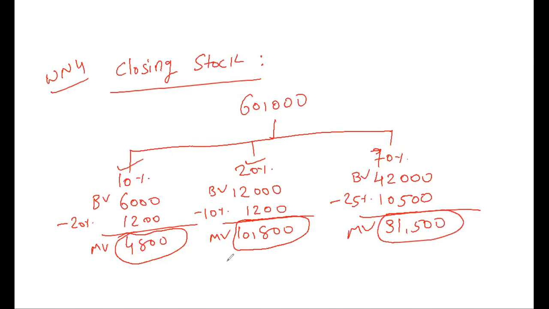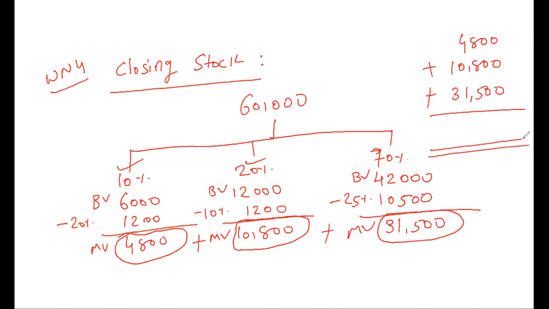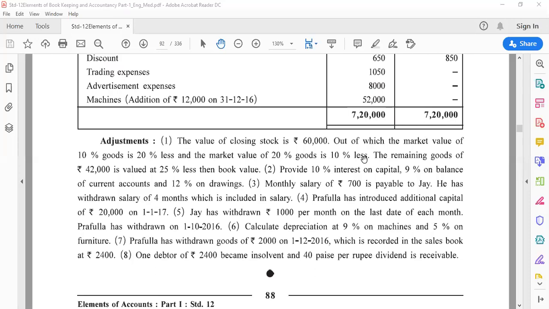So the value of closing stock is found by adding this amount. Please add this amount, 4,800 plus 10,800 plus 31,500. Total comes to what? 47,100. This is the value of closing stock. Please write it down. So this is how the first adjustment we have completed.